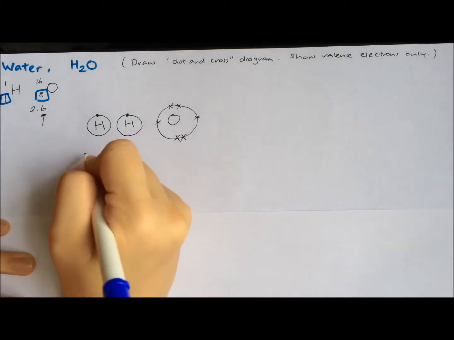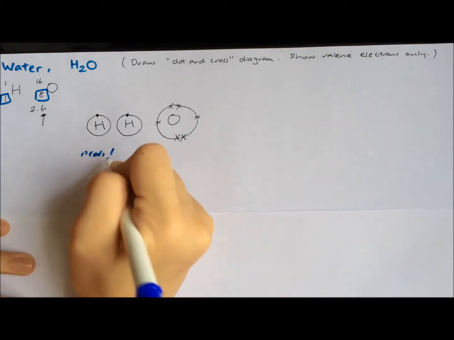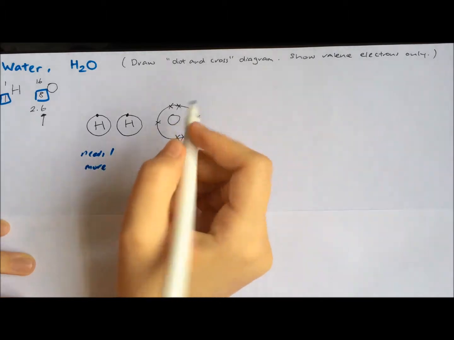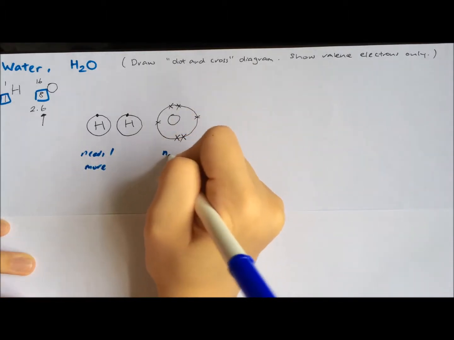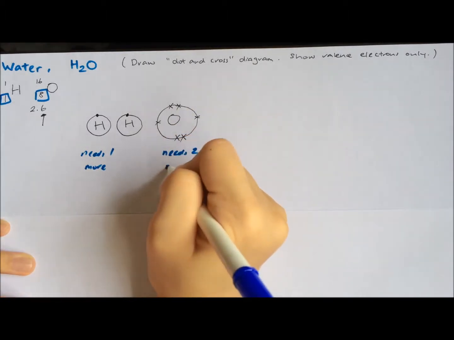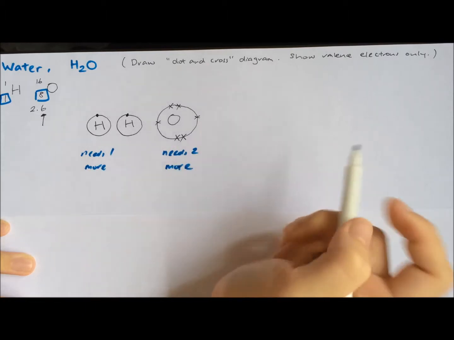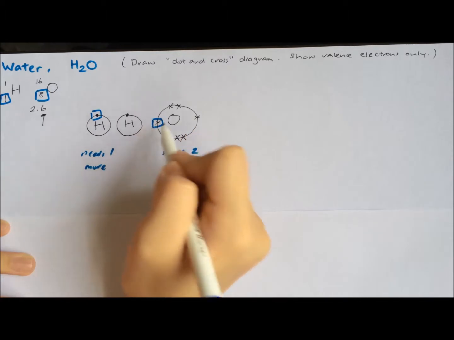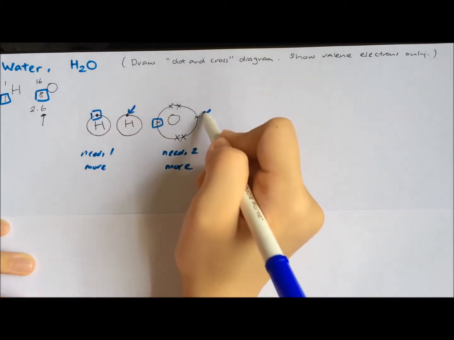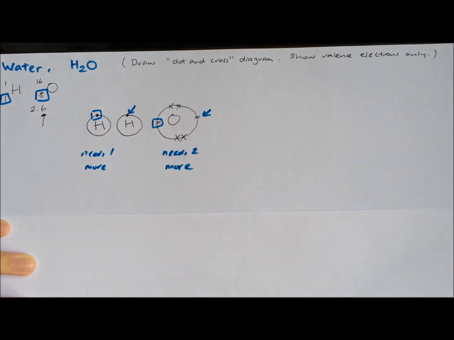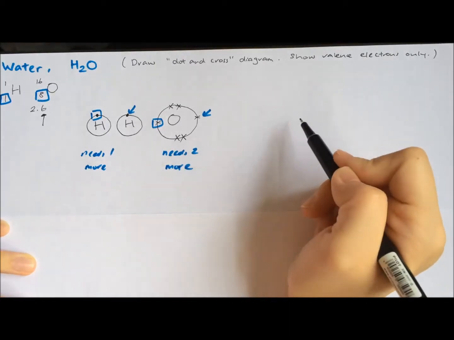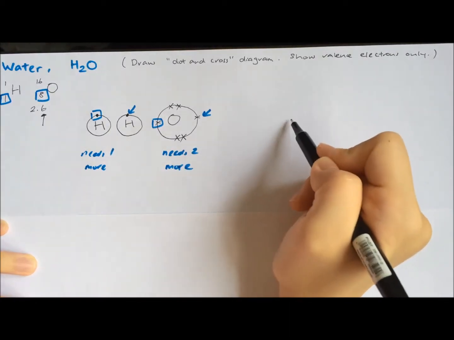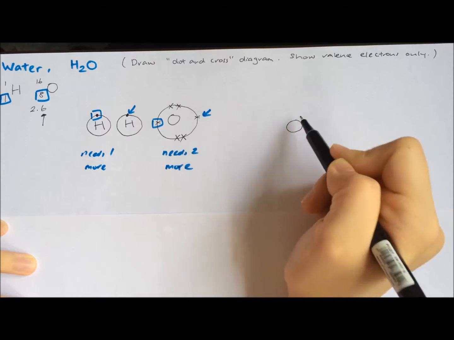Then you ask yourself, how many does it need? So hydrogen needs 1 more, and oxygen needs 2 more. Oxygen needs to have 8 electrons to be completely filled. So look at the lonely dot, it joins with the lonely cross. The other lonely dot joins with the other lonely cross. So since it's a covalent compound, we must draw it sharing, meaning overlap.